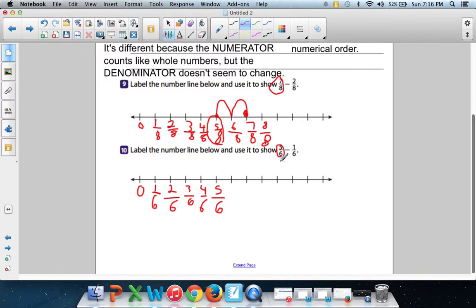And then it says to minus 1/6. So go ahead and start on 5/6, and then hop back 1 because it's minus, and just 1 because it says right there 1/6. And where do you land? 4/6. It's so easy, guys. Once you see it once or twice, you've got it. If you're paying attention, you've got it. Let's move on.